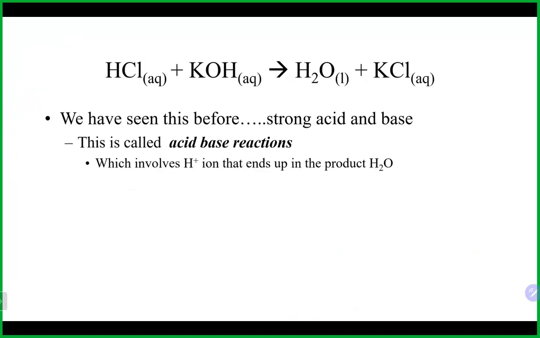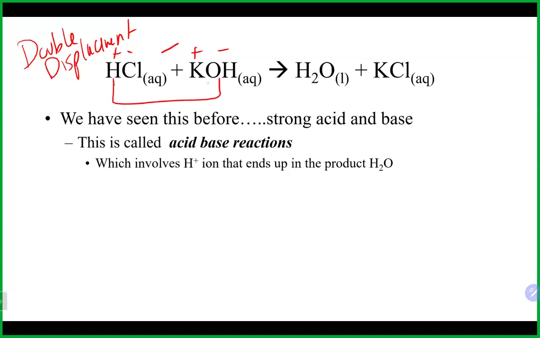This one we saw earlier as well, which is our acid-base reaction, also still a double displacement reaction. Again, positive, negative, and again, we're just going to switch partners here, going in this direction.